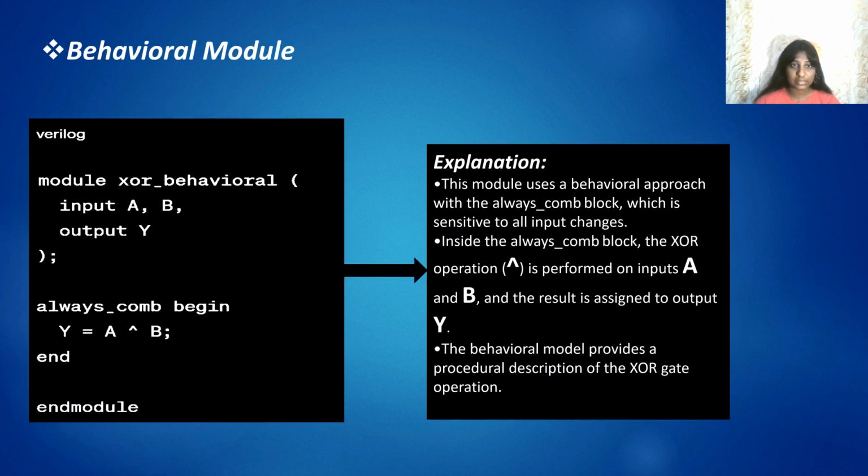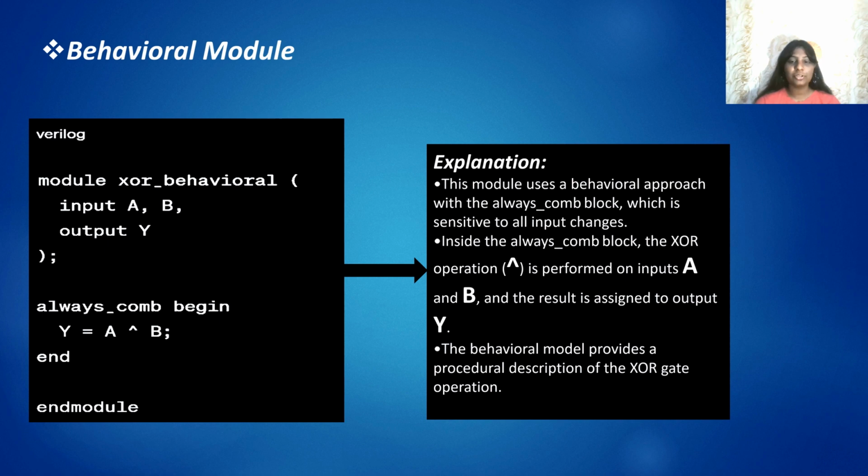Second one is the behavioral model. Here is the Verilog code for the behavioral model. First, we have taken module XOR behavioral with two inputs A and B and output Y. And we have taken always begin, Y is equal to A ^ B, and end module.